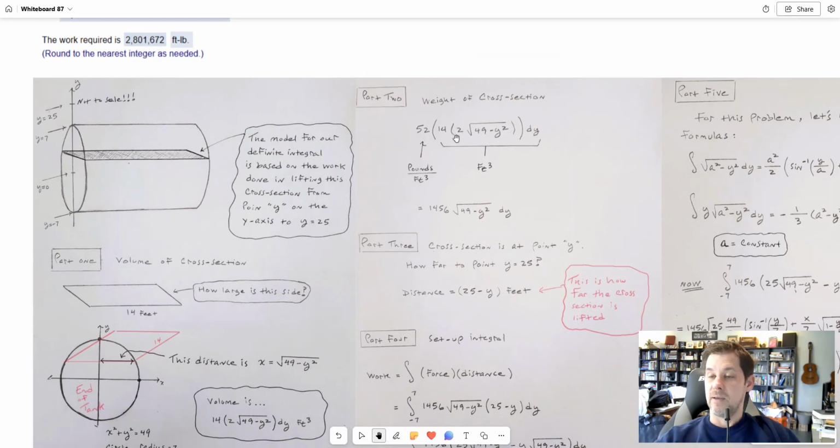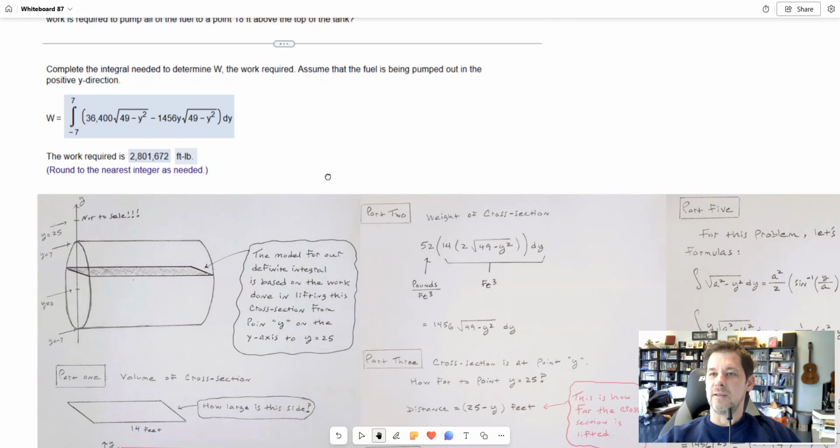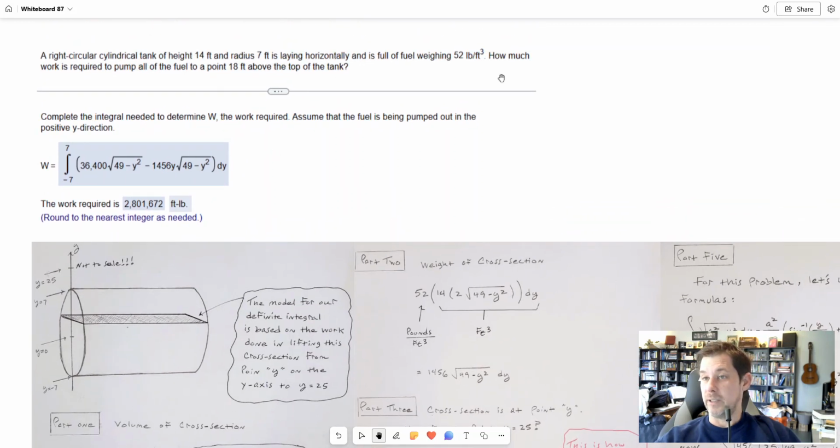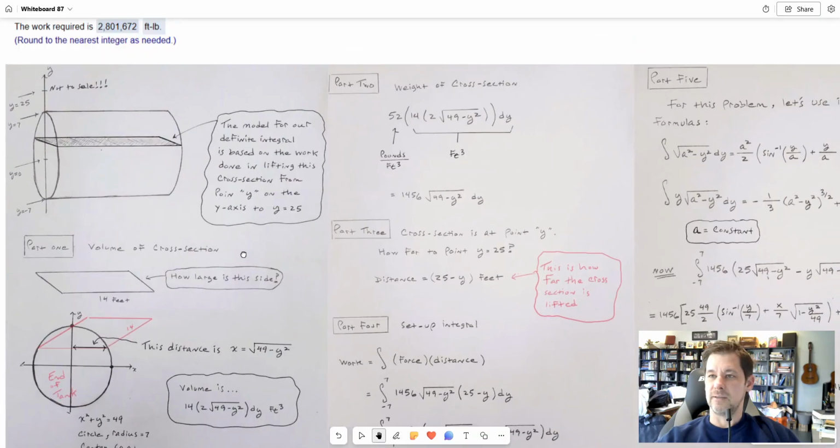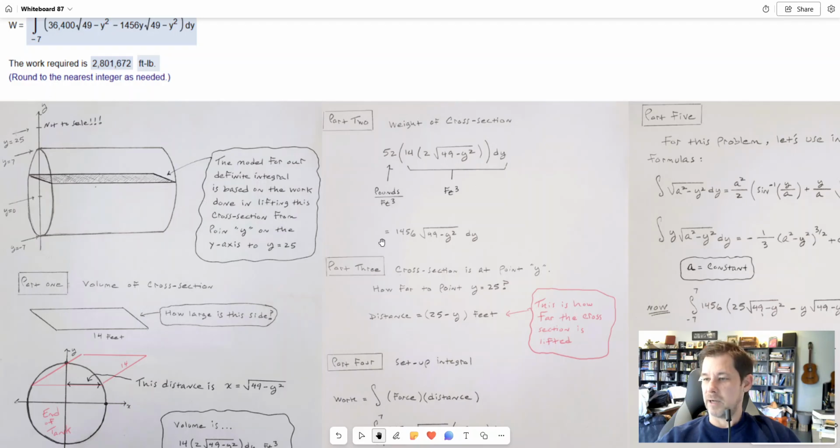From there, what do I need? I need its weight, because I'm going to pick this cross section up, I need the force required to do that, and that will be its weight. So I was given that this tank has some fuel in it that is 52 pounds per cubic foot. And I know how many cubic feet our cross section is. So if I multiply that by 52, think about how the units work out: 52 pounds per cubic foot times cubic feet cancels to give me pounds. Okay, so the weight of that cross section is 52 times 14 times 2 root 49 minus y squared times dy, or 1456 root 49 minus y squared dy.